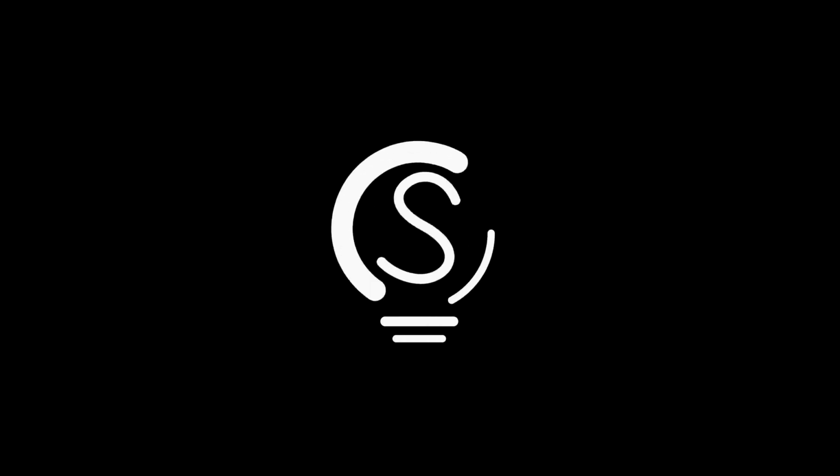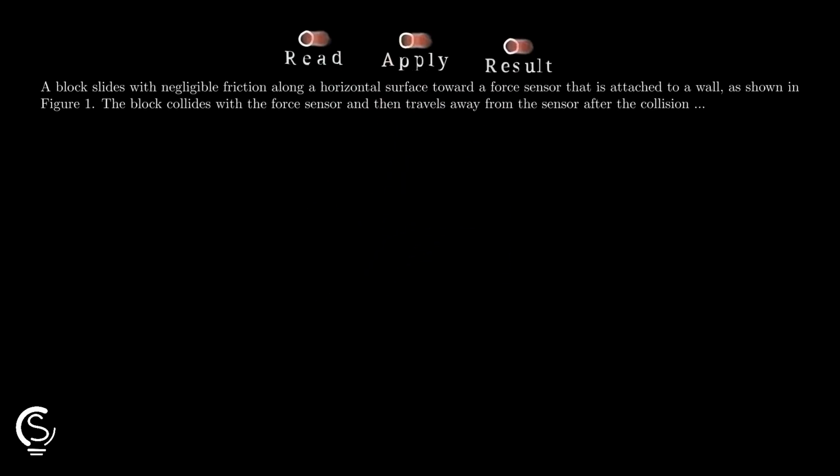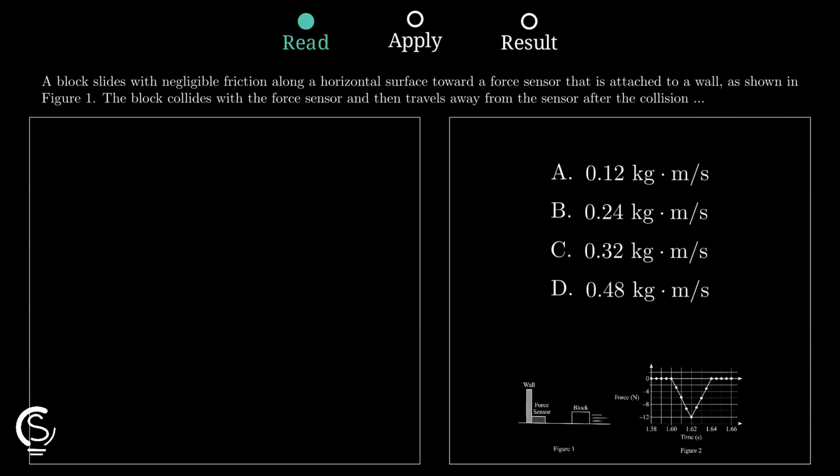Let's level up. Momentum change here comes from impulse, so watch this quick graph question and turn the force-time picture into the answer fast and clean. We want the magnitude of the change in momentum between 1.58 seconds and 1.66 seconds, and that means finding the impulse over that interval, because impulse equals change in momentum.